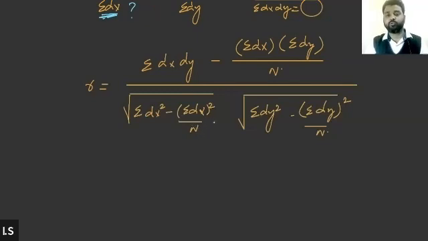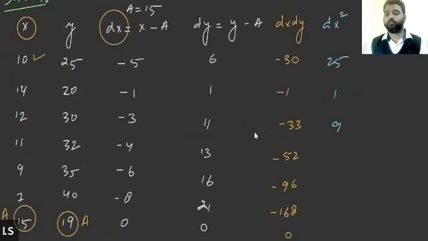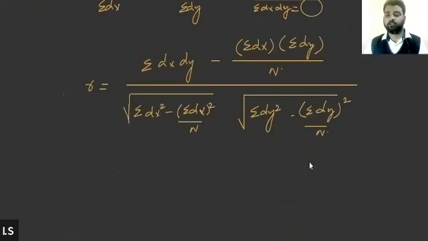Okay. Moving on to the next section of the formula, dy square. So in order to find out dy square, what do we do? We will simply square the deviation of y. So 6 6s are 36, 1 1s are 1, 11 squared is 121, 13 squared is 169, and so on. All right. And in this part, we already got the value of the sigma dy, right? We will simply square it and divide it by the number of items.